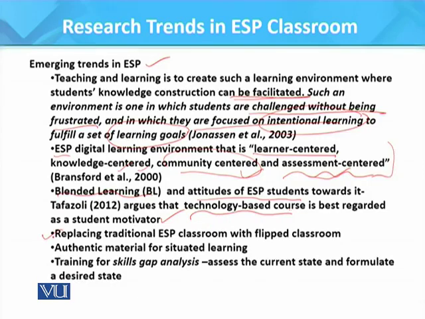The other trend is replacing the traditional ESP classroom with a flipped classroom. A flipped classroom, as we all know, is an instructional strategy and basically a type of blended learning that reverses the traditional learning environment, basically by delivering instructional content, often online, outside of the classroom. So it moves activities, including those that may traditionally have been considered homework, into the classroom. So in the traditional classroom setting students are given homework, but the flipped classroom is bringing the outside learning into the classroom.